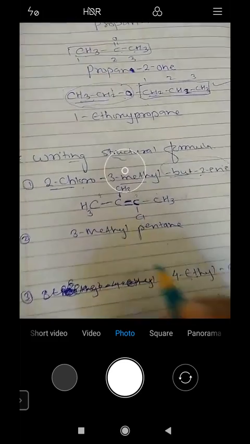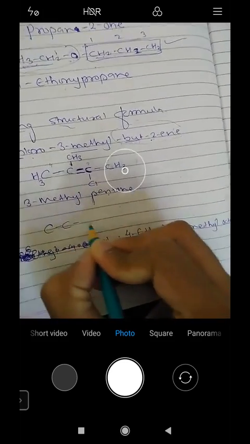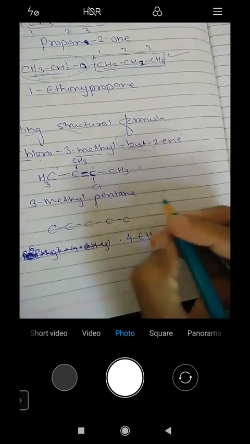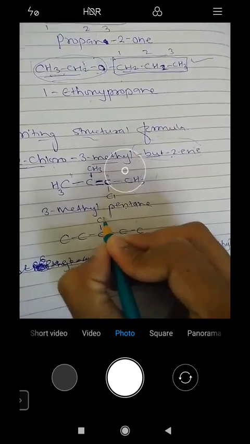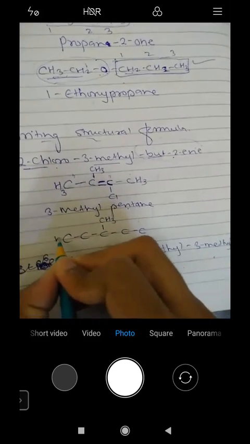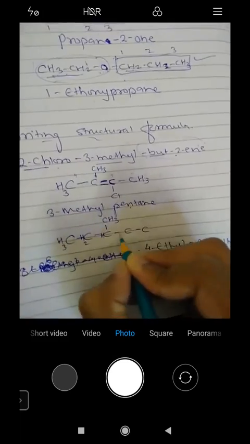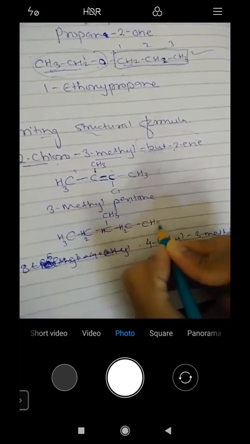Next, 3 methyl pentane. How many carbons are there? 5 carbons are there, so I will write 1, 2, 3, 4, 5. 3 methyl means what? 3 पे क्या है? मिथाइल ग्रुप लगाना है, लगा दिया. And जिसका कोई नहीं उसका H होता है, तो I will put H over here. तो ये H2, H2 है ना, आपको आता होना चाहिए, ये सिखाने की जरूरत नहीं.